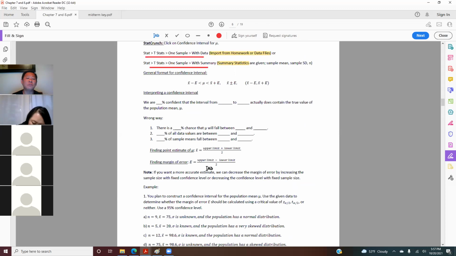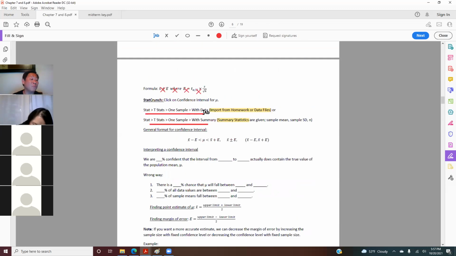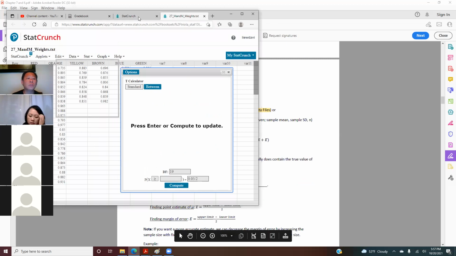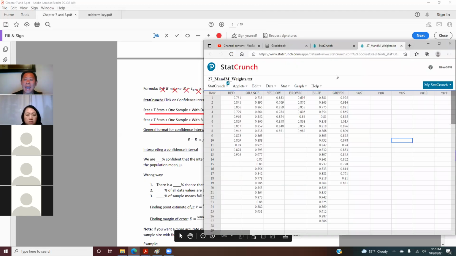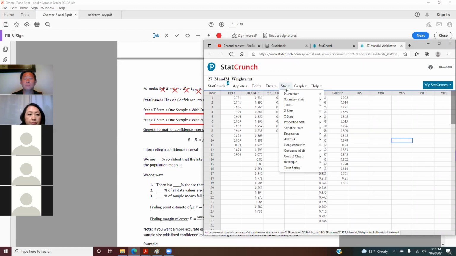So this is how you differentiate between with data and with summary. Let me show it to you in R. You go to Stats, T-stats, One sample, and then with data or with summary. So you pick either the first two.